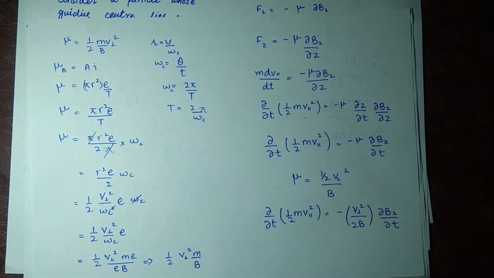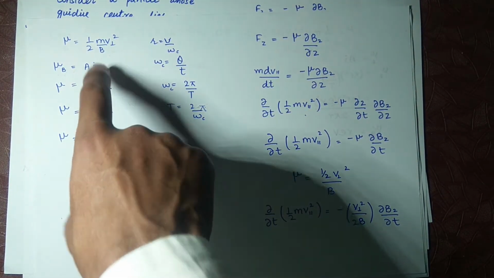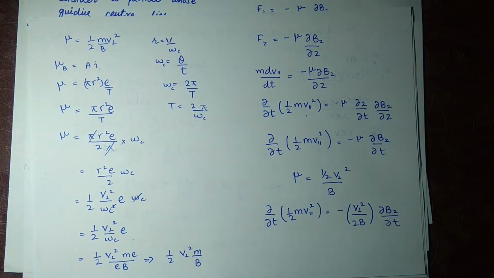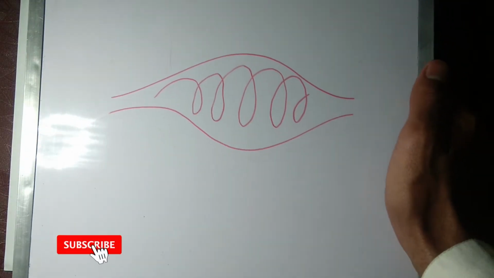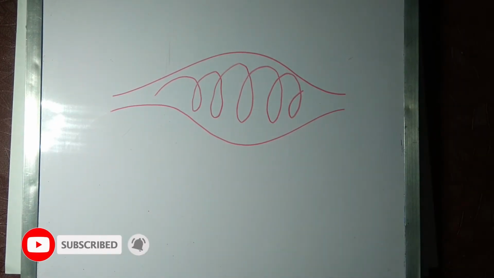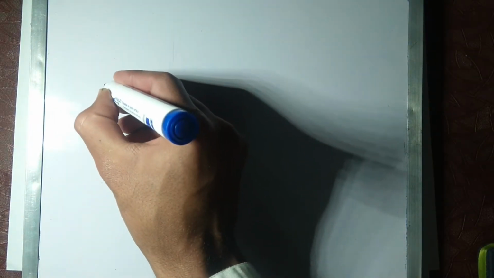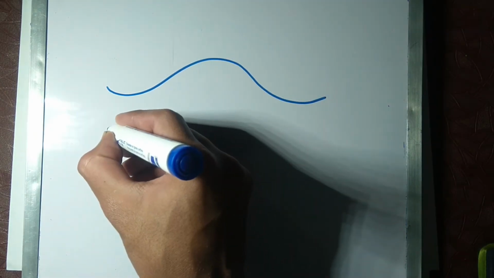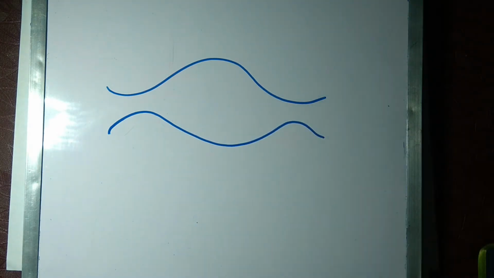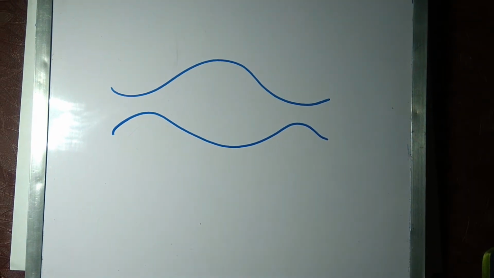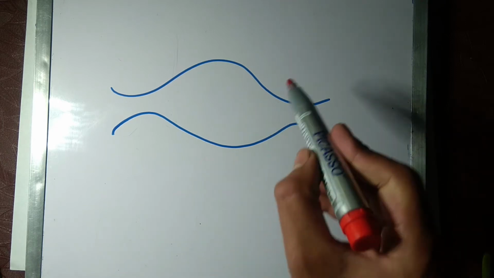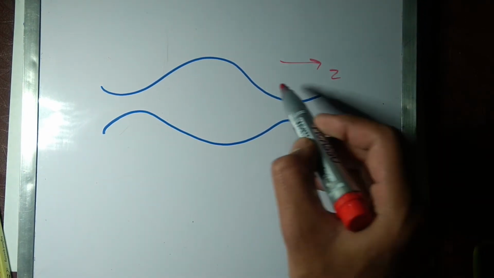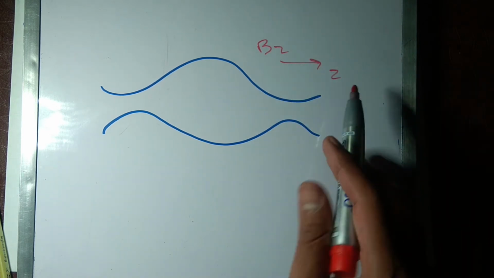What is going to happen here? Let's have a look at a diagram. I've made this diagram, so let's draw it again. We have a magnetic bottle like this, and this is along the z axis, and B of z is also along the direction of z.